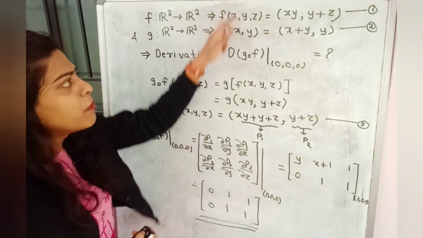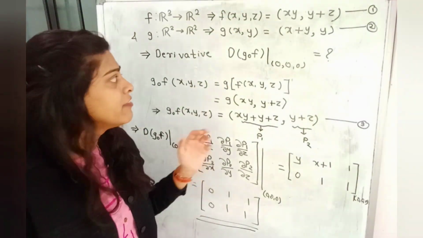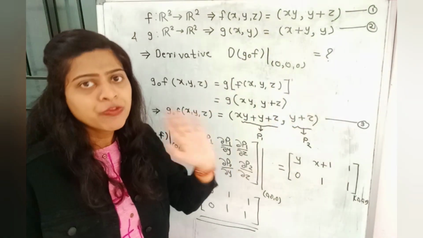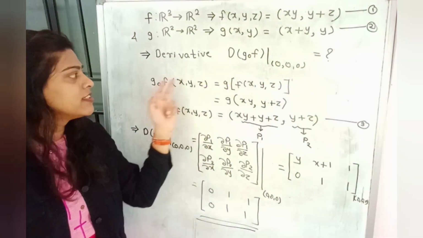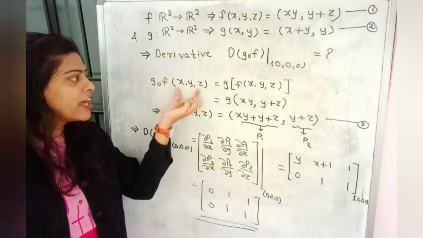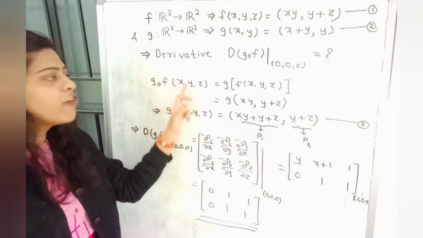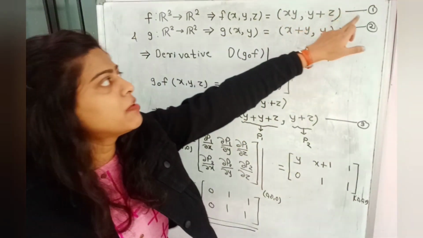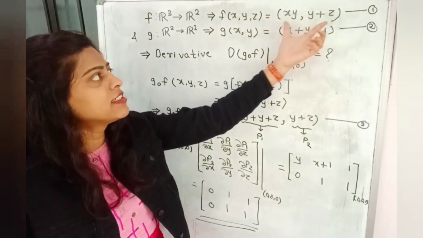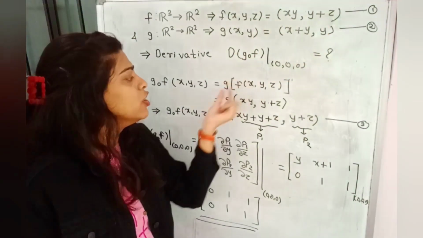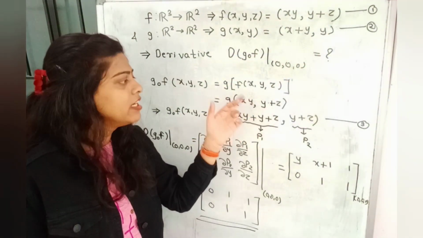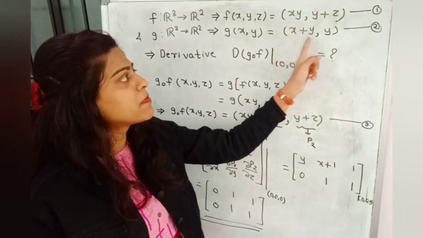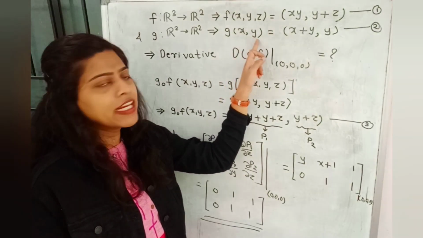Now with the help of these conditions, we only have to find the value of derivative of g composition f at point 0 0 0. For that purpose, firstly we consider this g composition f of xyz. Firstly we apply f on xyz, that is g of f of xyz. By equation number 1, f of xyz is nothing but xy comma y plus z. So g of xy comma y plus z. Now from equation number 2, g of xy can be written as x plus y, that is addition of first tuple and second tuple.